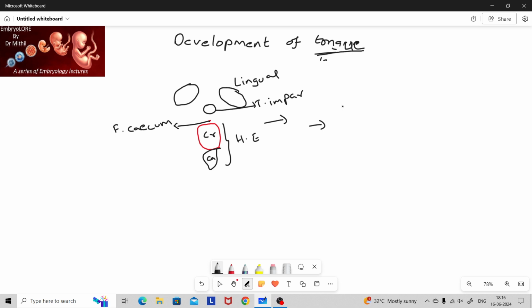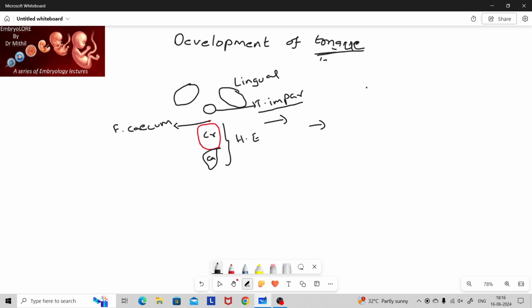So now the two lateral swellings overgrow the tuberculum impar, and they contribute the anterior two-thirds of the tongue. The line of fusion appears as the median plane, that is the median sulcus, on the dorsal surface of the tongue. And the most important point to be noted is that the tuberculum impar doesn't give any structure of importance in the adult tongue.